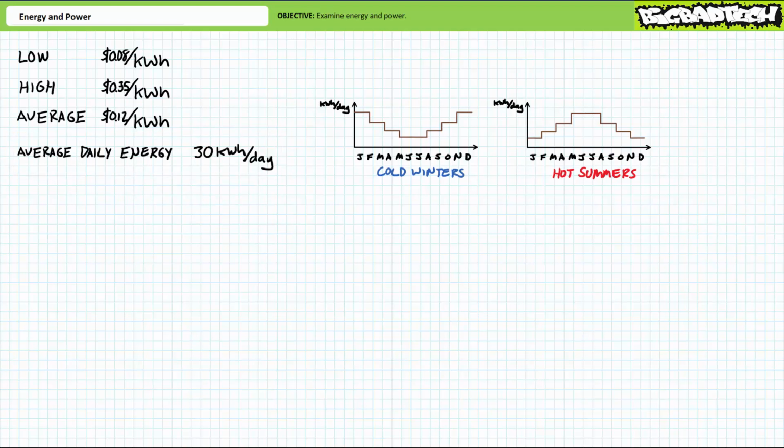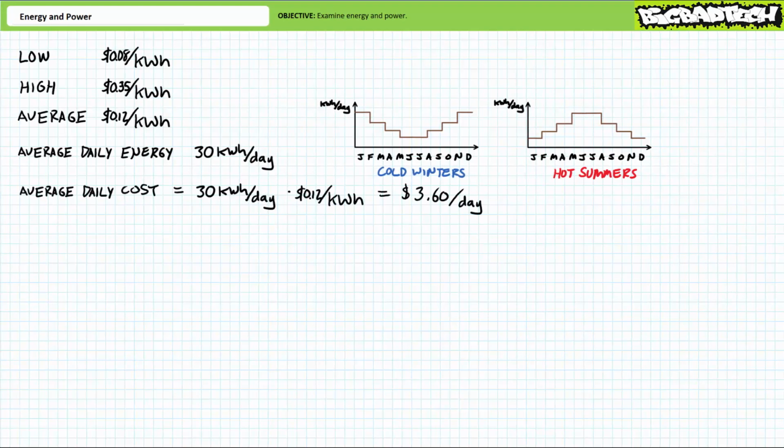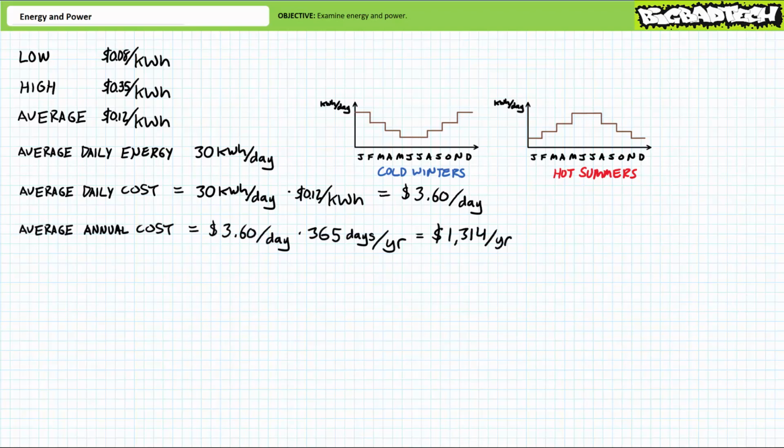Given this average price per kilowatt hour and the average amount of kilowatt hours used per day, it's easy to determine the average cost of energy per day. 12 cents per kilowatt hour times 30 kilowatt hours per day yields an average daily cost of $3.60 and an annual cost of $3.60 times 365, or $1,314 per year.